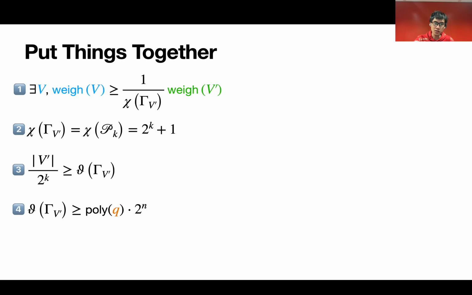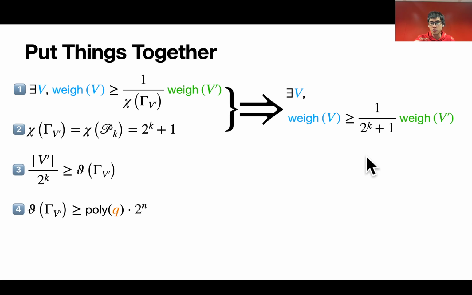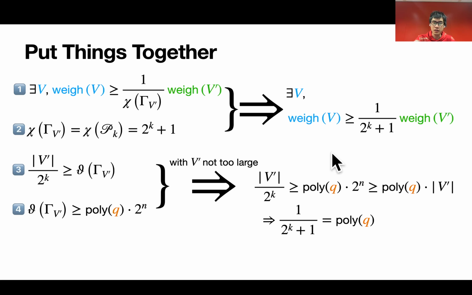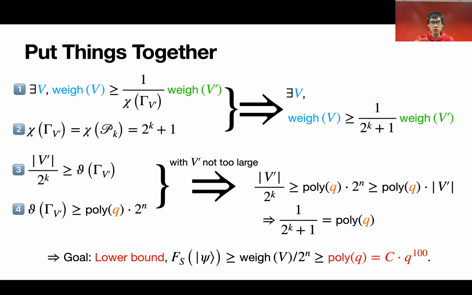So let's put things together. First, from the first and second observations, we can conclude that we only need to bound this 2 to the k plus 1. And from the third and fourth observations, we can conclude that. And also, we need to know that V prime is not too large. It's from the Srinivasan and Akopoulos result that we can show that 1 over 2 to the k plus 1 is actually a polynomial of Q. So, combining these two, we have a polynomial lower bound with degree 100 here, which completes the whole proof.